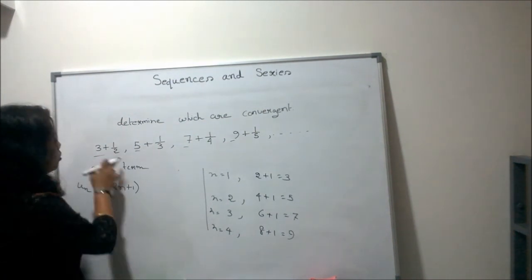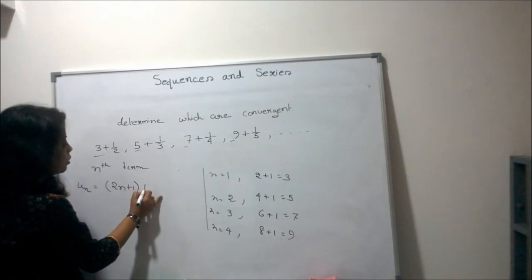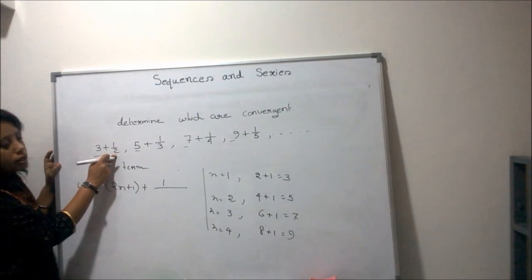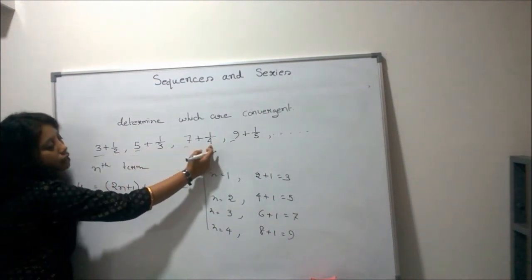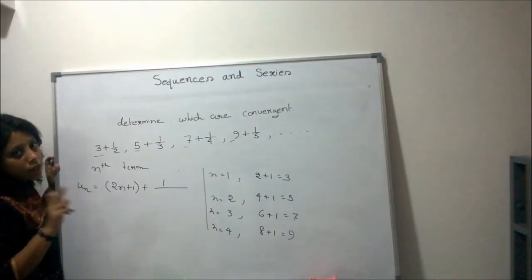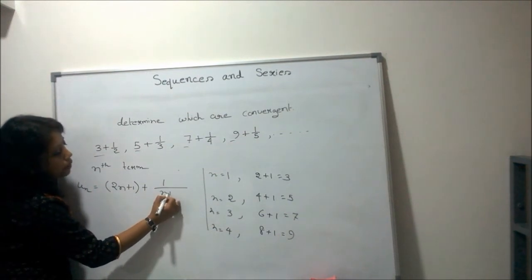So here 1 by 2, 1 by 3, 1 by 4. We can easily tell that when this is the term 1, this is 2. When the term is 2, this is 3. When the term is 3, this is 4. So it is increased by 1 from the number of terms. So here we can write n plus 1.